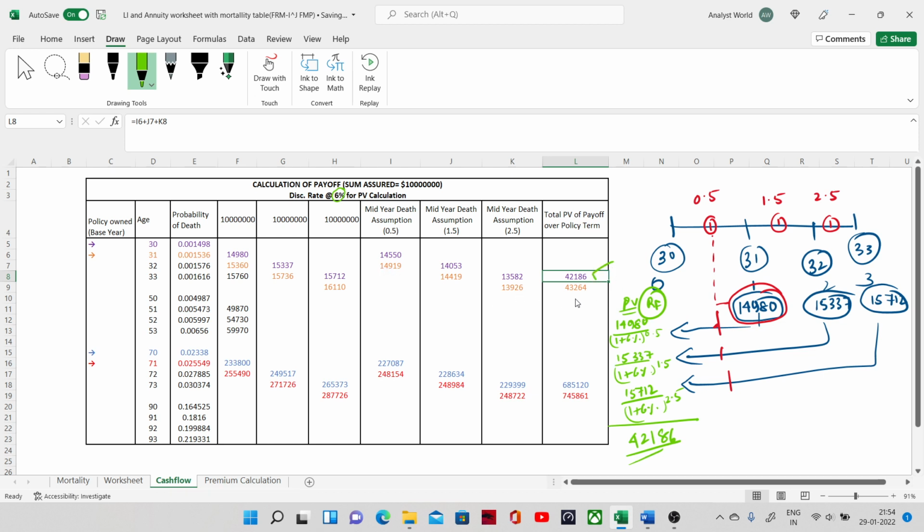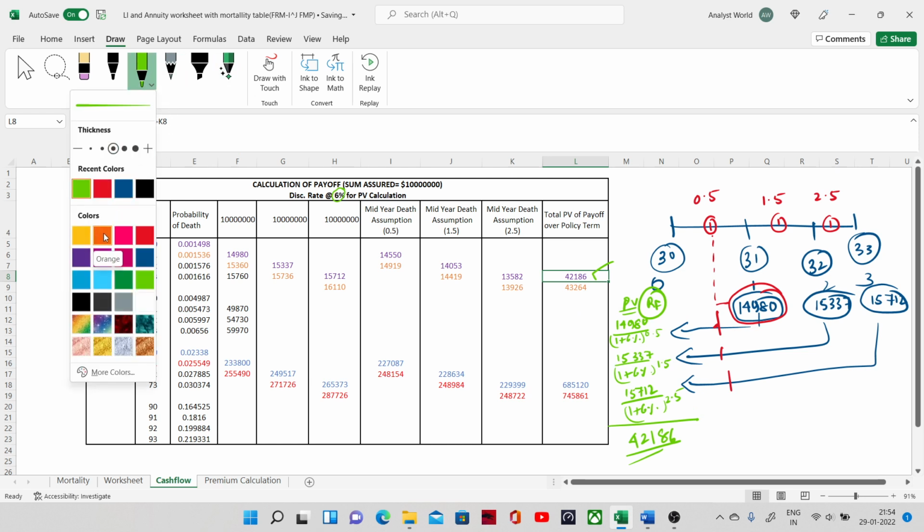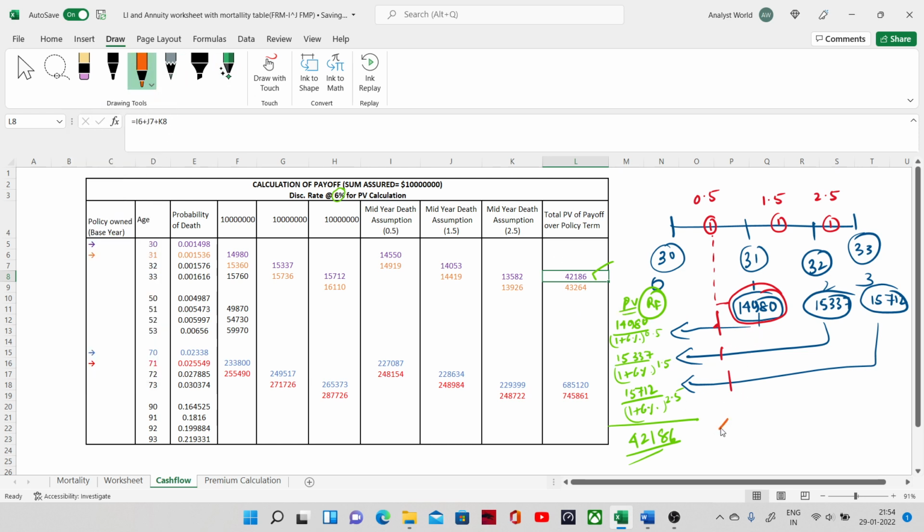Similarly, I have done it for the 31-year-old person, and that figure comes out to be 43,264, as has been declared. So with this, for a 3-year policy, we know what is the worst case expected payout that the insurance company should be prepared for, for a 30-year-old person if he takes out a policy, or a 31-year-old person if he takes out a policy. The similar treatment has been done for a person of 70 years and 71 years of age. So this portion is basically the cost part, right?